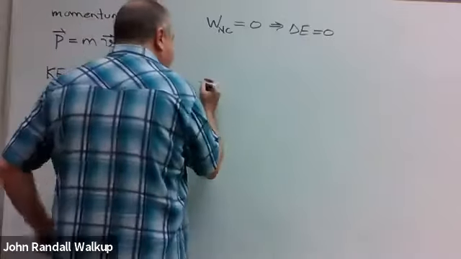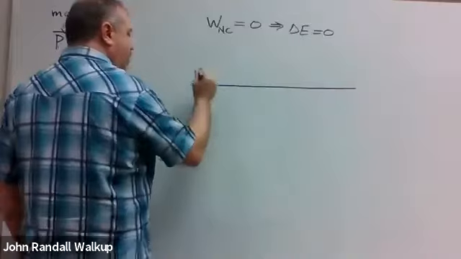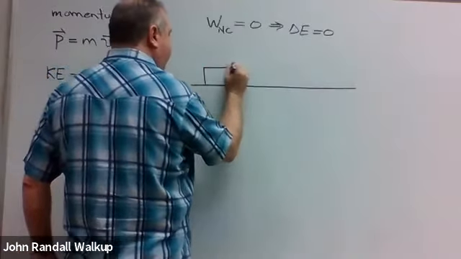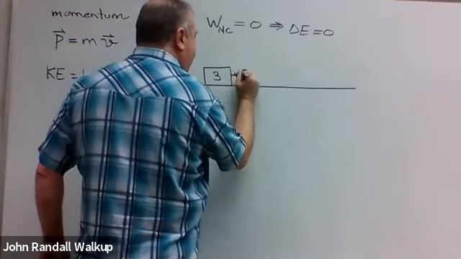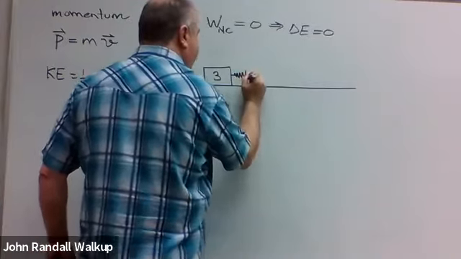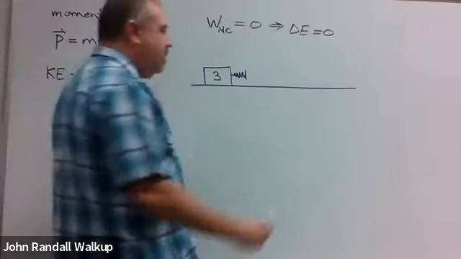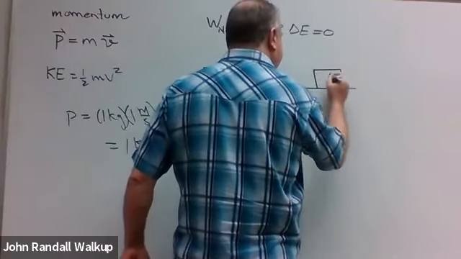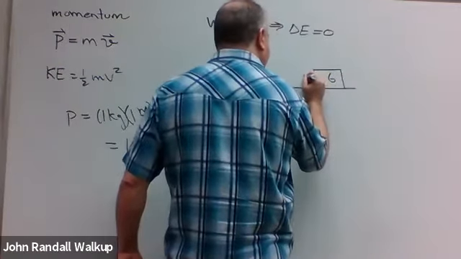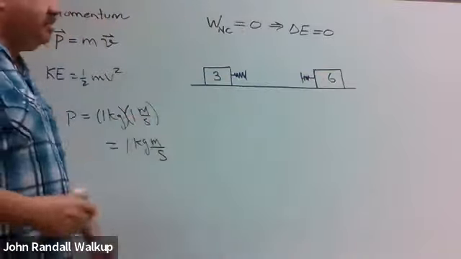So now we have the same kind of system. We have our three coming in, but in front of the block is a spring. And then we have our 6 kilogram sitting here, and it has a spring as well, although technically it probably doesn't need one because this one has one, but that's okay.